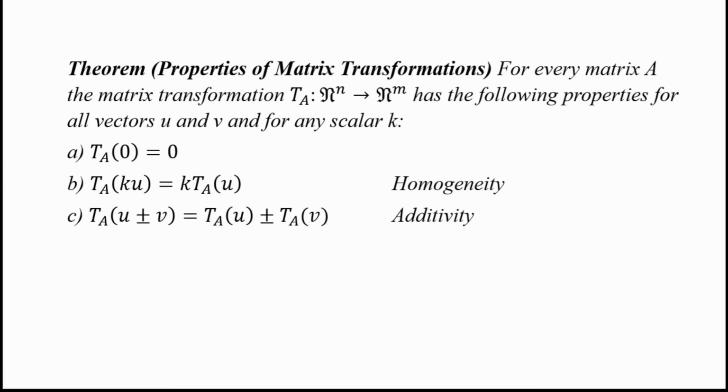Now this theorem is important, just properties of matrix transformation. For every matrix A, the matrix transformation T, mapping vectors from Rn to Rm, does that basically by just the matrix multiplication of A. And it has the following properties for all vectors u and v, and for any scalar k.